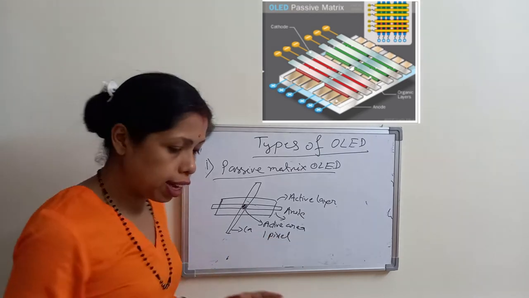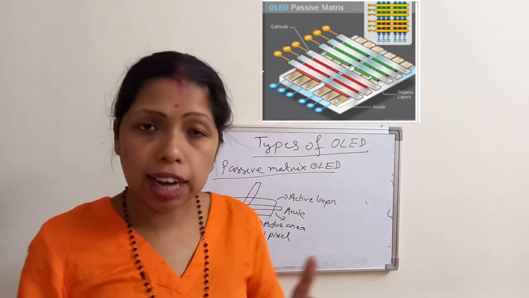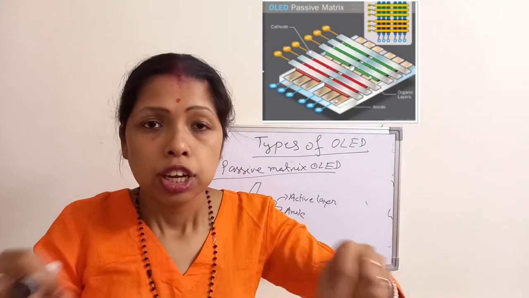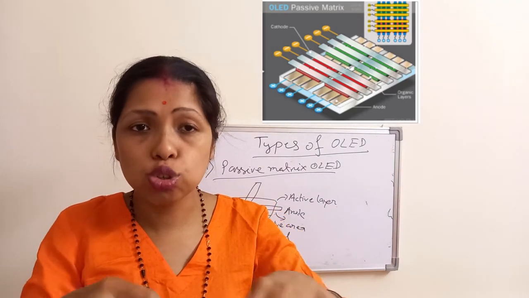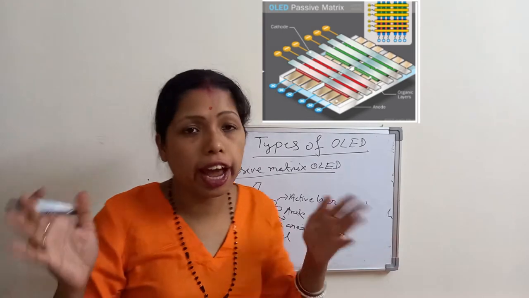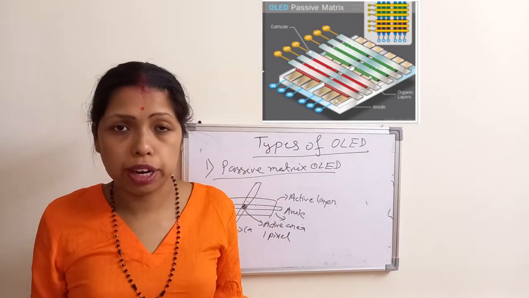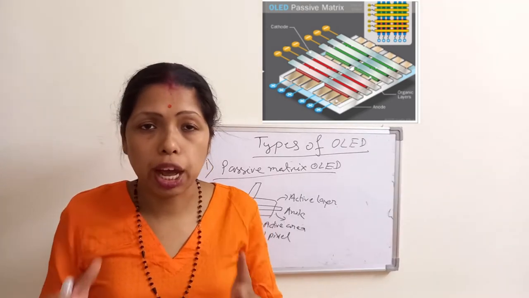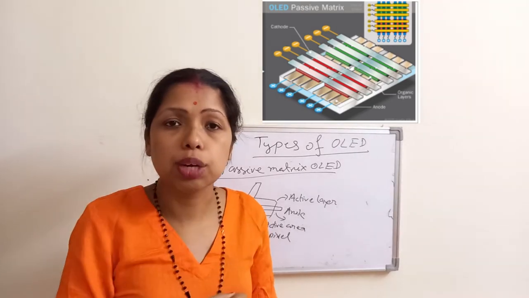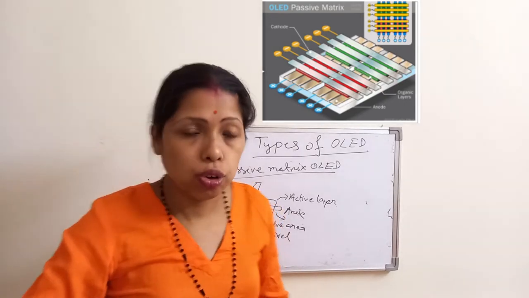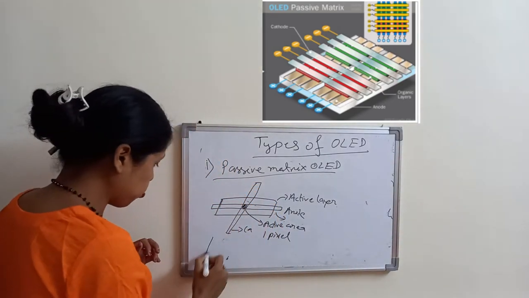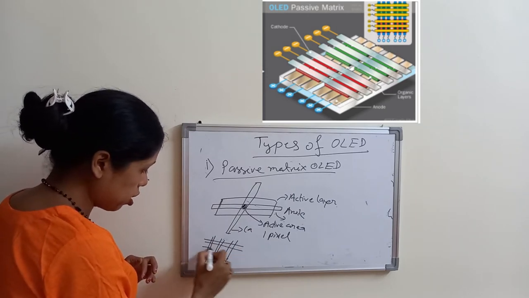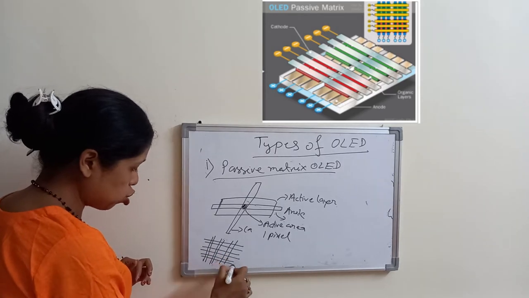You can choose a large substrate like a glass substrate. Above the glass substrate, you can pattern the anode strips in multiple patterns. After that, you can deposit the active layer, and multiple active layers, it's up to you and the application. Above this, you can deposit multiple strips of the cathode. So if you see the entire structure, it will be like this crossbar structure, a matrix.